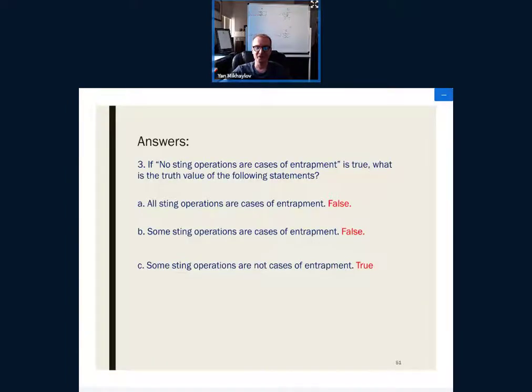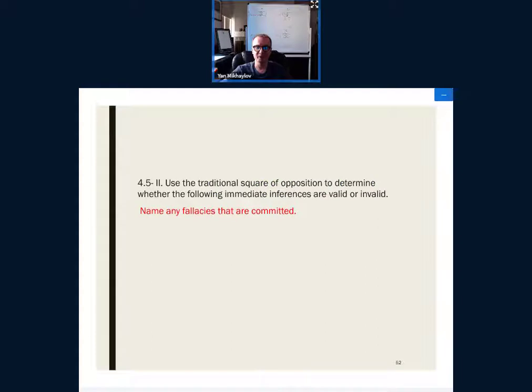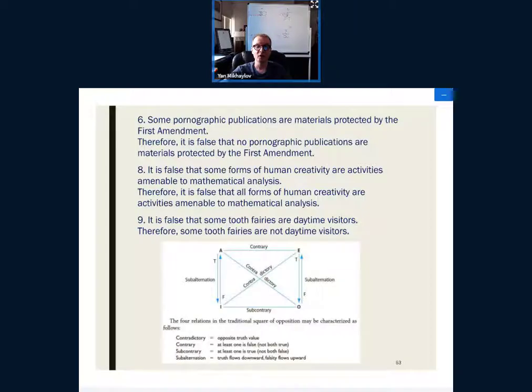Fine, so this is the correct answer. Let's do this exercise. And this is similar. You determine valid or invalid, and if it is invalid, you tell me what fallacies are committed. Remember, we did that already one by one. And now you have to do it for all these 3.